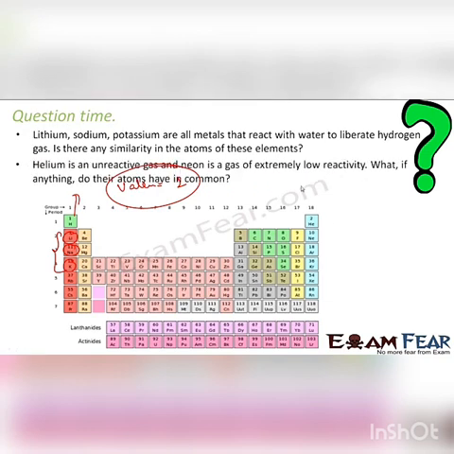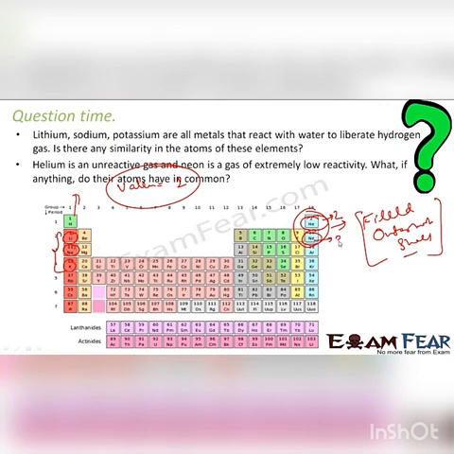Helium is an unreactive gas and neon is an extremely low reactive gas. So let's see helium and neon. Is there anything to do with their atoms having something in common? Yes, they do have something in common, right? What is the common thing? They have a filled outermost shell. Please note, you can't say they have 8 or 2, because this one has 2 electrons in the outermost shell, this one has 8, but they are all filled. For helium, this is the K shell and the K shell needs only 2 electrons to get filled. So you can say that they have a filled outermost shell.